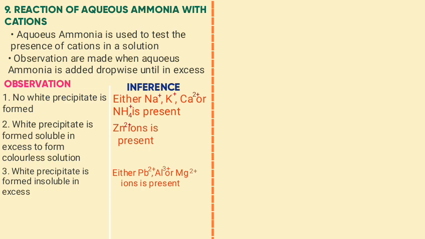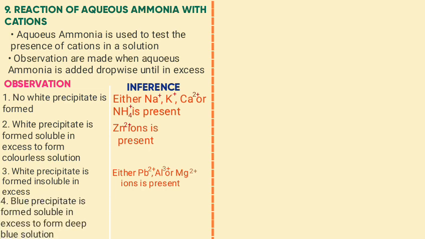Next is a blue precipitate formed that is soluble in excess to form a deep blue solution. Cation present is copper(II) ions. Next is a pale green precipitate formed that is insoluble in excess. Cation present is iron(II) ions. A brown precipitate formed that is insoluble in excess. Cation present is iron(III) ions.